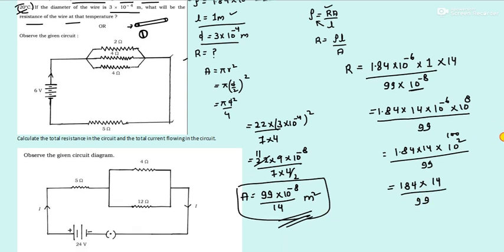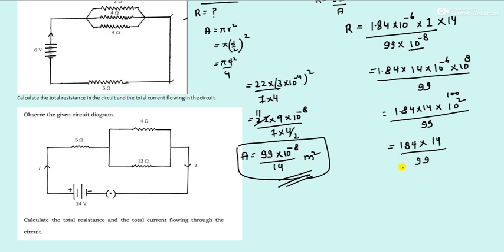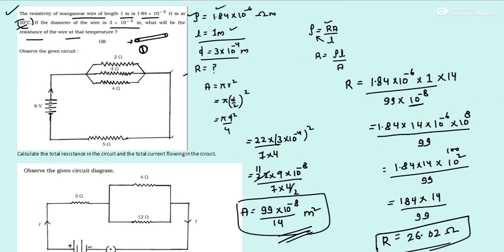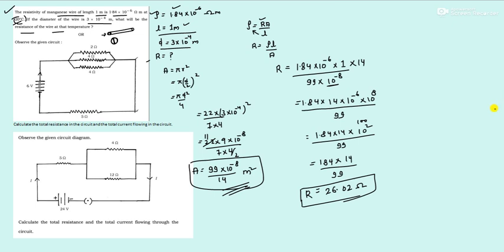Got it? Now you can solve this. How can you solve this? You can just multiply these two, then divide by 99. I hope you are good at calculation, that is multiplication. So after solving this, you may get 26.02, and this is resistance, therefore the unit is ohm. Try to box it like this. So this is the answer to the question. I hope you have understood this.